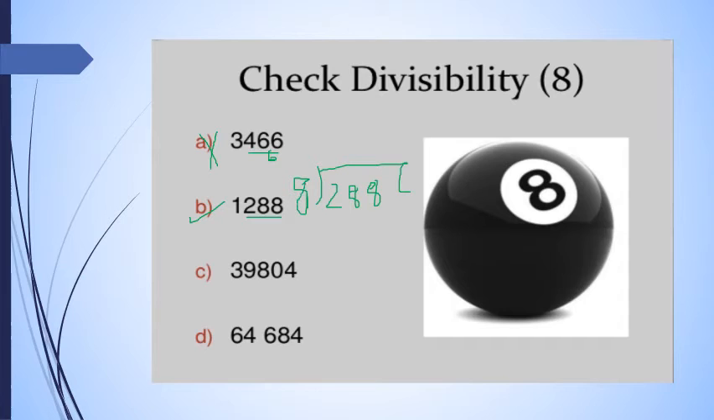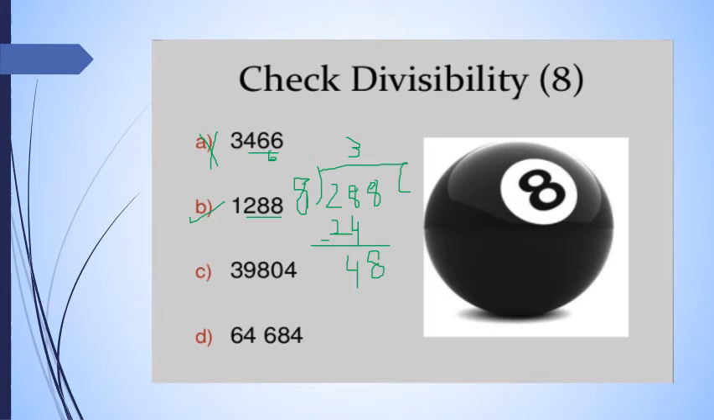Now start reading the table of 8. 8 times 1 is 8, 8 times 2 is 16, 8 times 3 is 24. So I will divide this number 288 by 8 by 3 times, so 8 times 3 is 24. Now you will subtract 24 from 28. The remainder will be just 4, and 8 will come down and it will become 48.